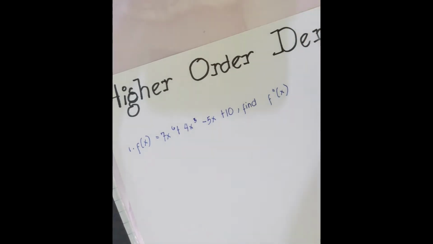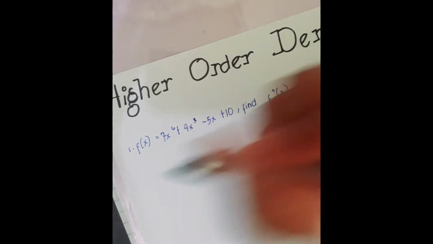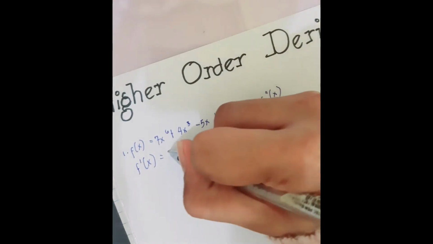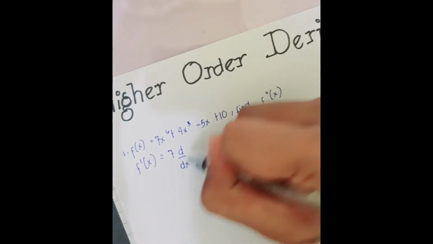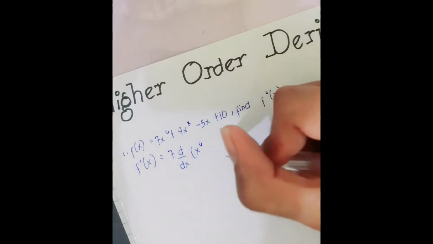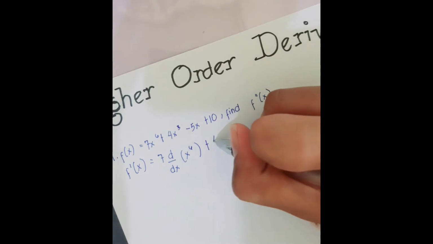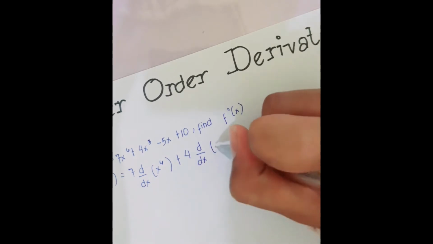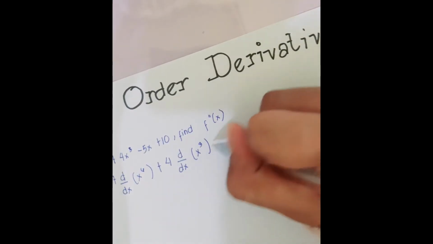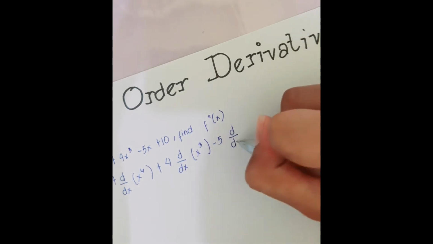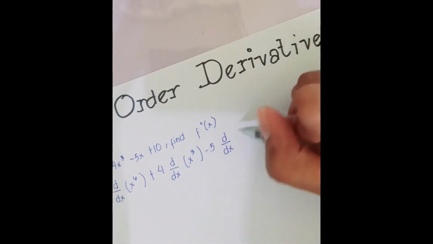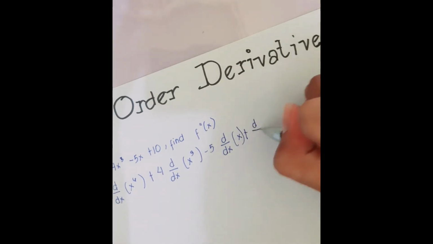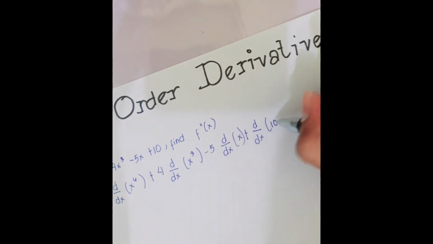Then we're going to find the derivative of the given function. First, we need to find the first derivative. f prime of x equals 7 times the derivative of x to the power of 6, plus 4 times the derivative of x cubed, minus 5 times the derivative of x, and then the derivative of 10.